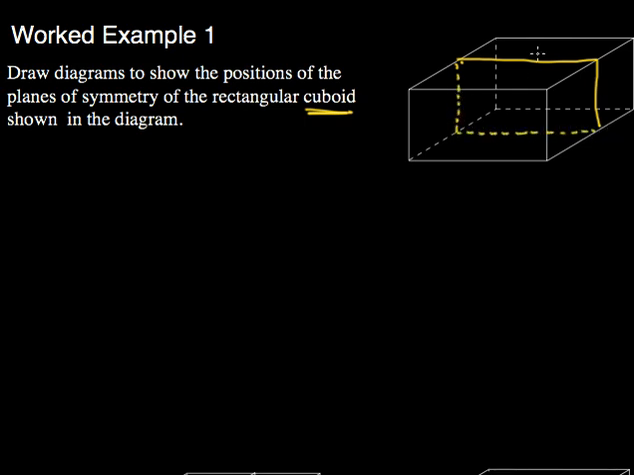Now, by cutting the shape in half that way, that's introduced what's called a plane of symmetry. So plane of symmetry is spelt like that. The question is, how many different planes of symmetry could you have in a cuboid?